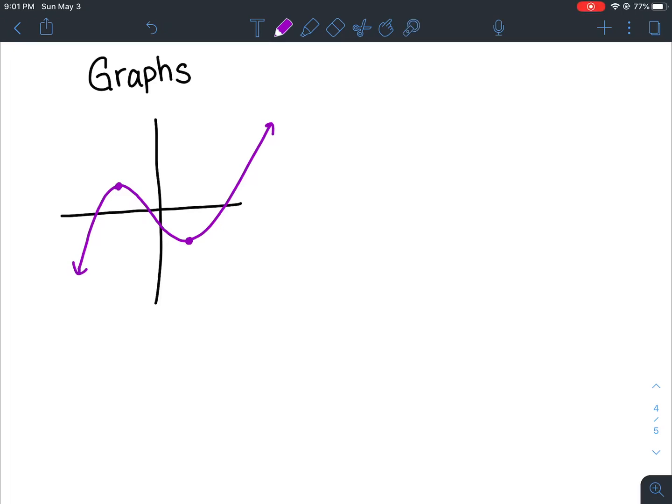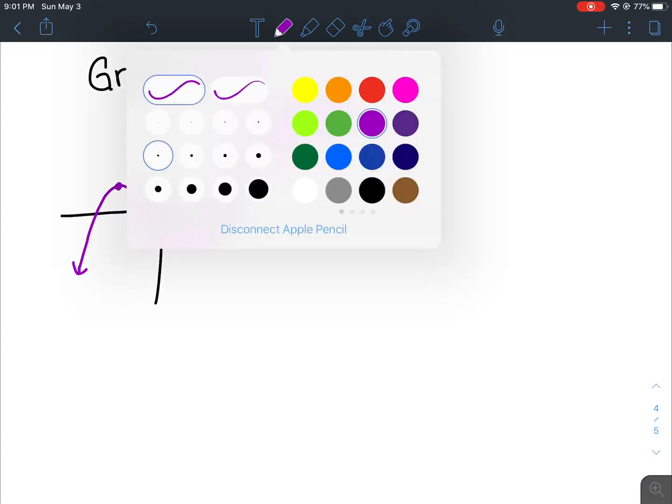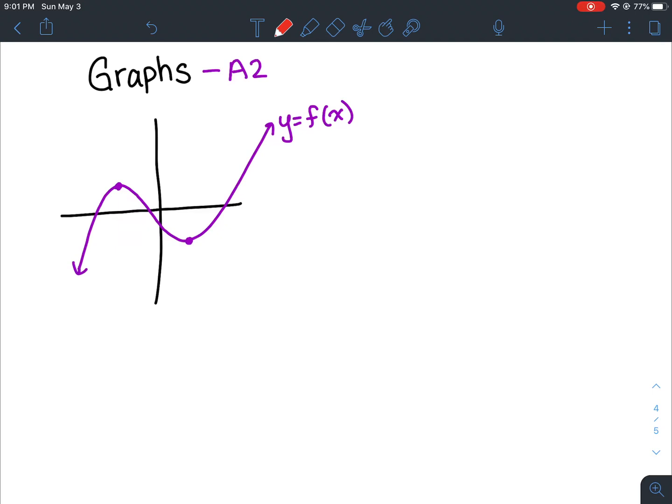Hey guys, this is A2 and we're just going to chat about graphs of functions and their derivatives. Okay, so let's say this is a graph of some polynomial function, a cubic function, and we're just curious about what's happening with the rate of change at each interval in the graph.